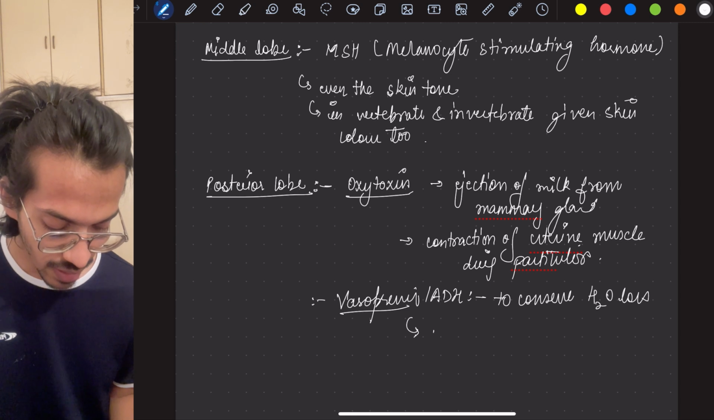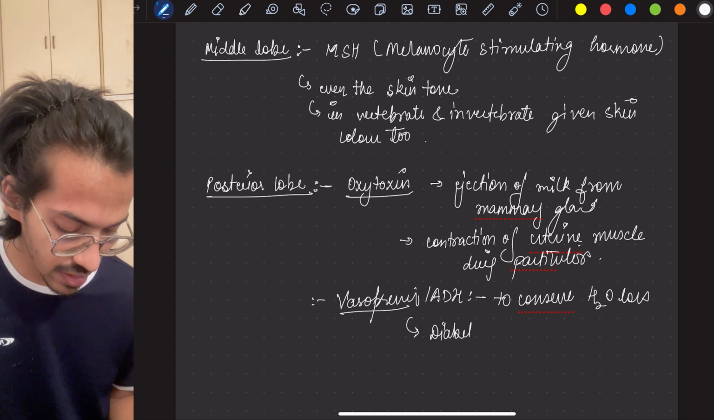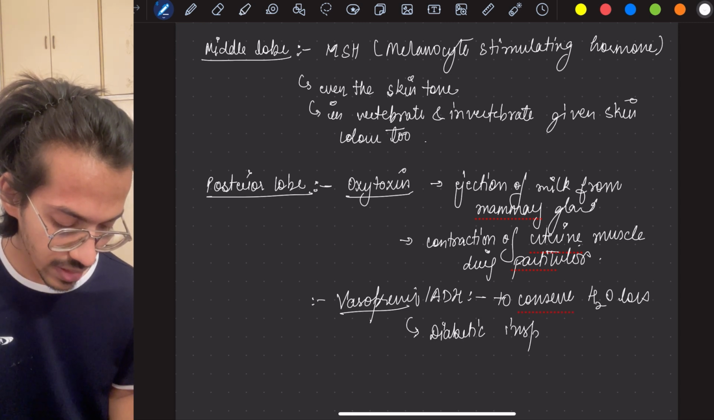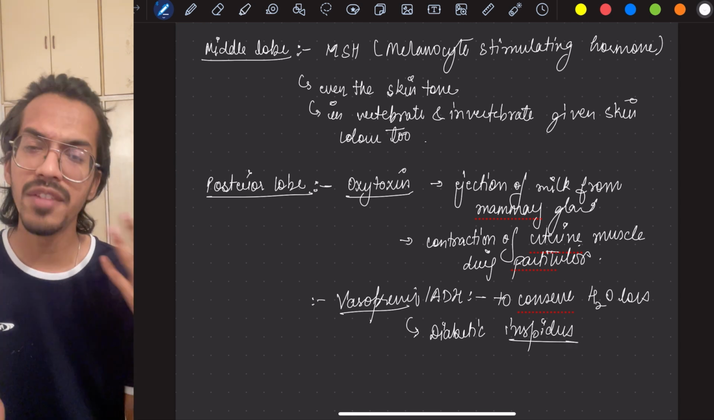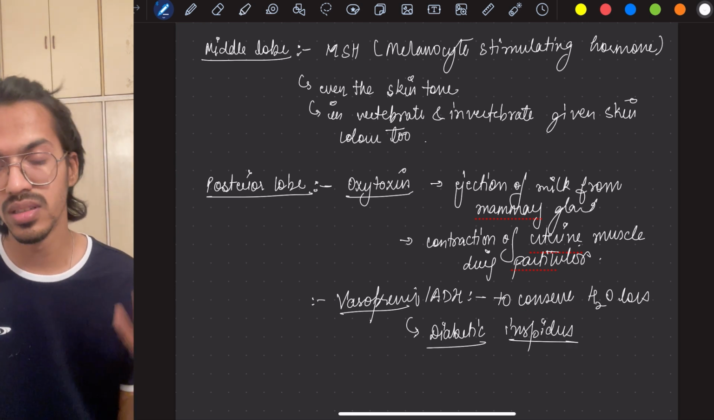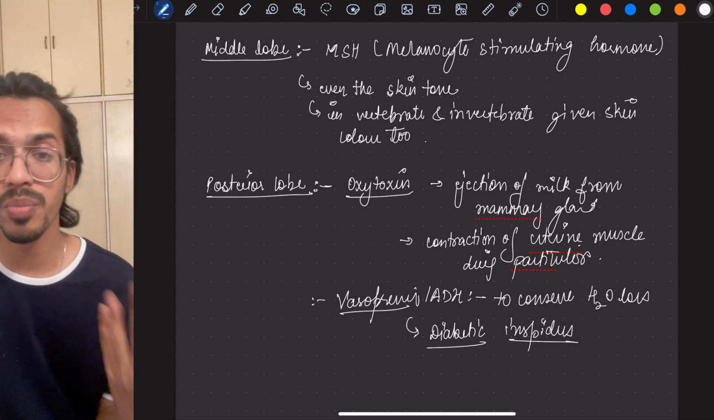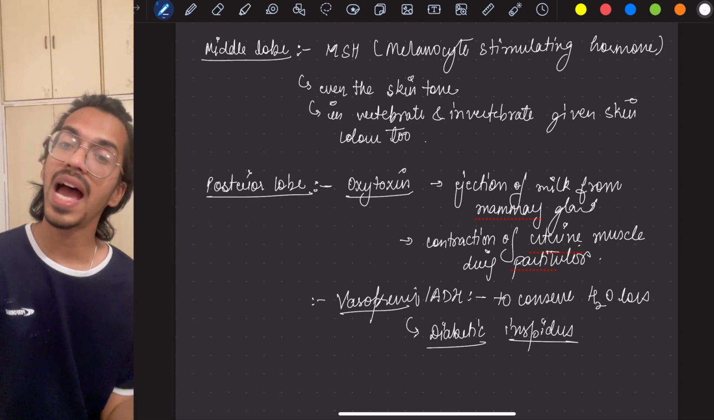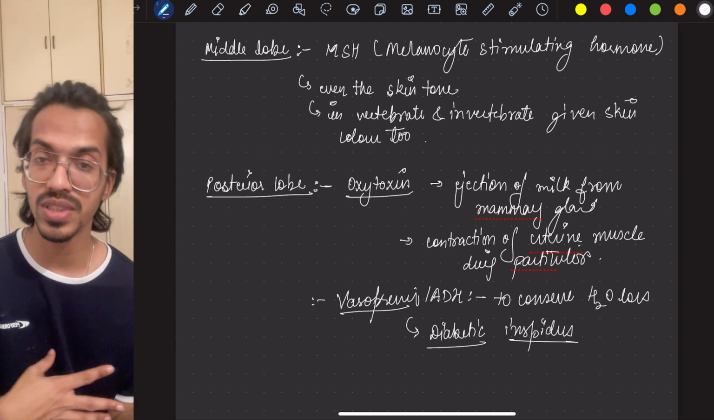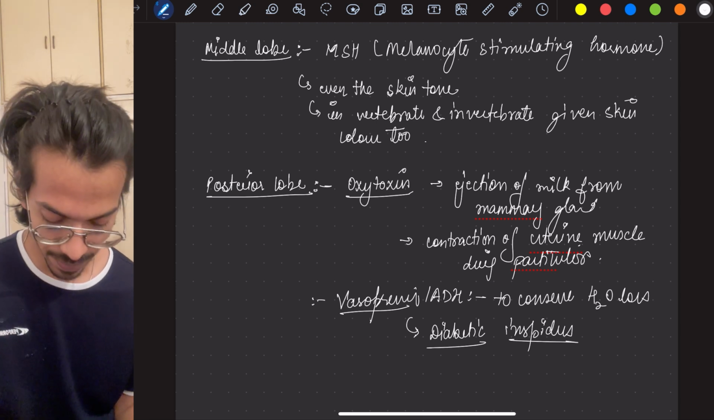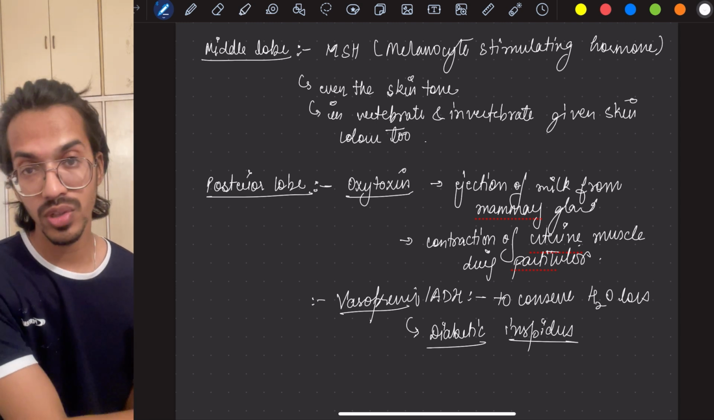And if the prolonged diuretic condition is there, then this condition leads to a disease called diabetes insipidus. The word diabetic means thirst will be there, food requirement would be more again and again, same like diabetes: polyphagia, polydipsia. So this thing will be there. This is all about the pituitary gland.